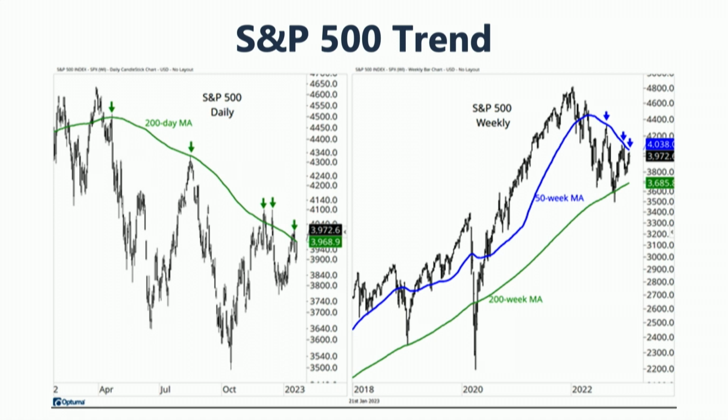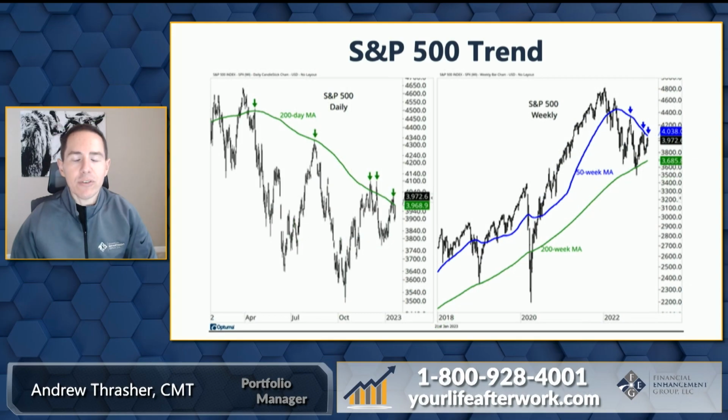And so these are what we want to start looking for the market to break above. On the daily, we actually are now back above that 200-day moving average. It's a very good sign. We're still a little bit below the 50-week on the weekly chart. So we'd like to see the market get back around 4,100. That would be a positive change in character.